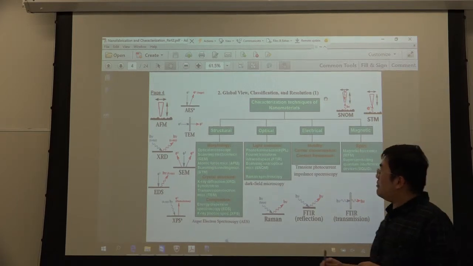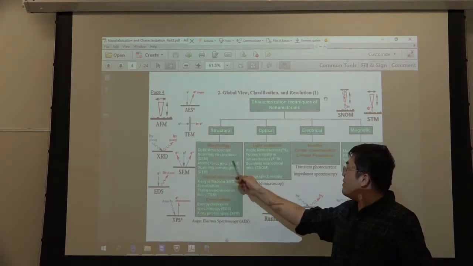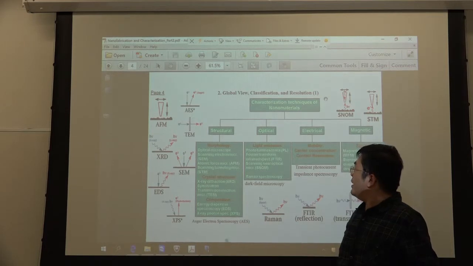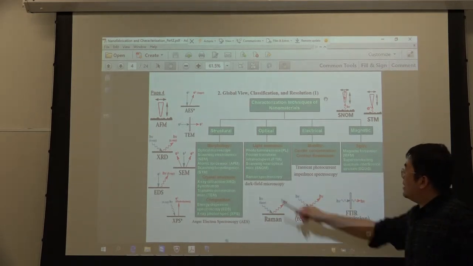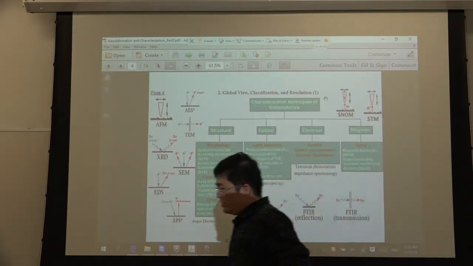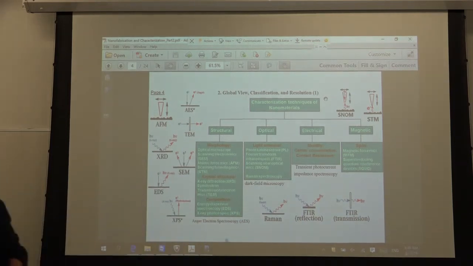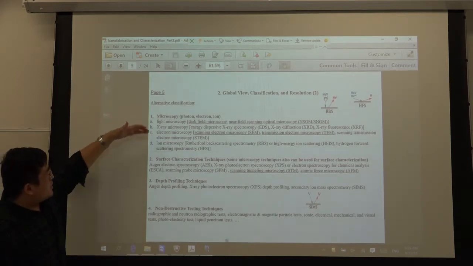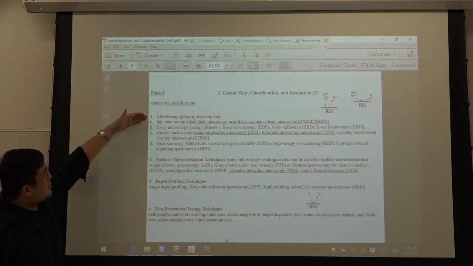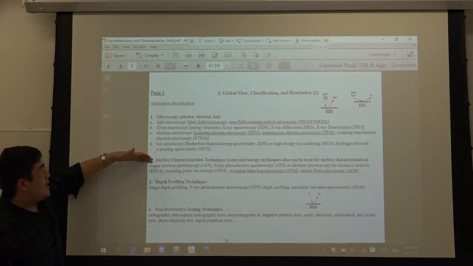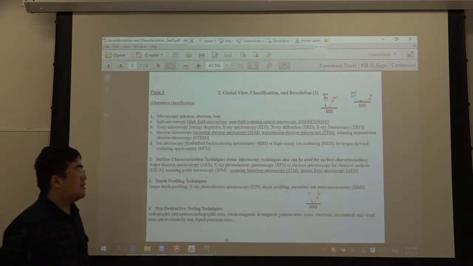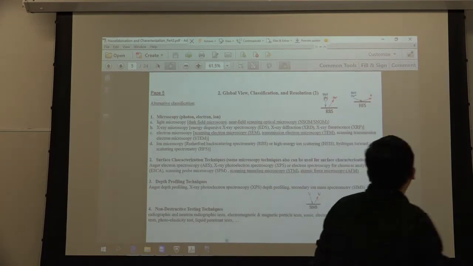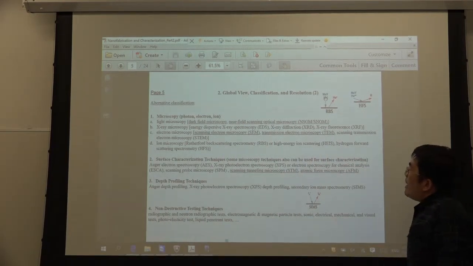But in this lecture, I'll talk about SEM, AFM, TEM, and microscopy in optics. This is the basic picture. Another way to do classification gives a different grouping: one is microscopy, another is surface characterization, then depth profile techniques, and non-destructive testing techniques. Okay, microscopy.